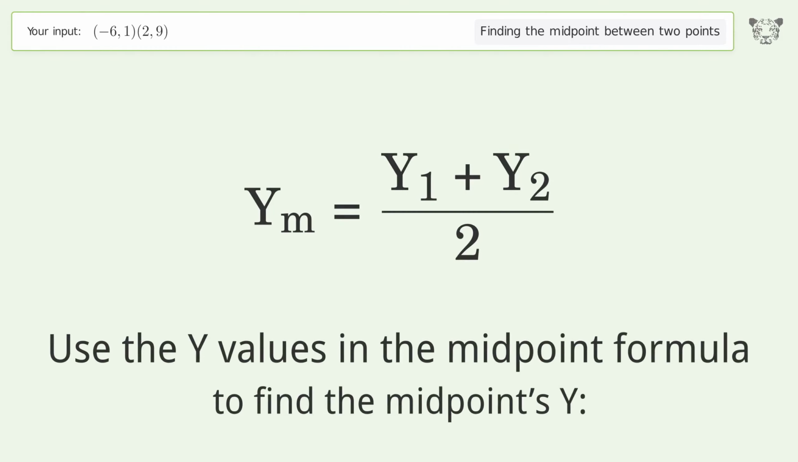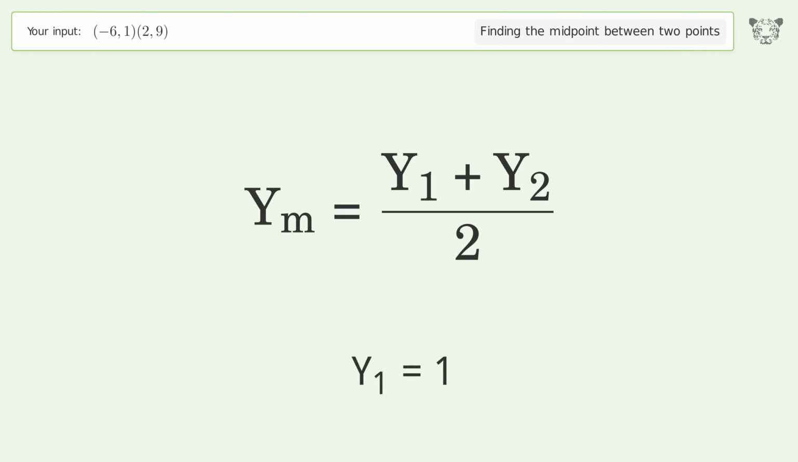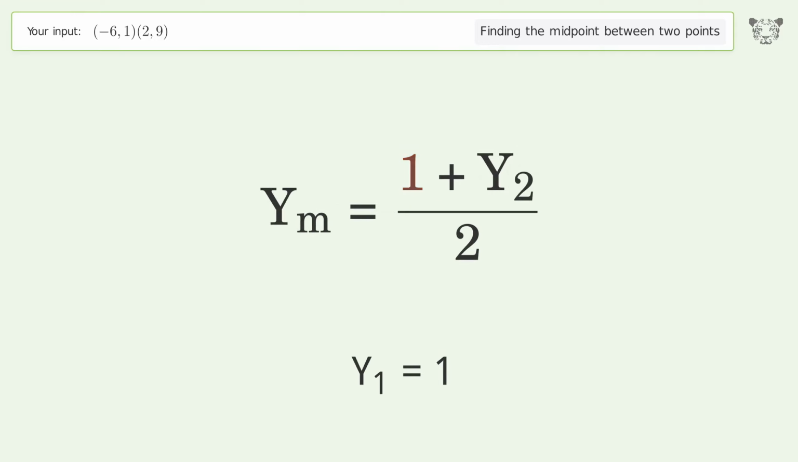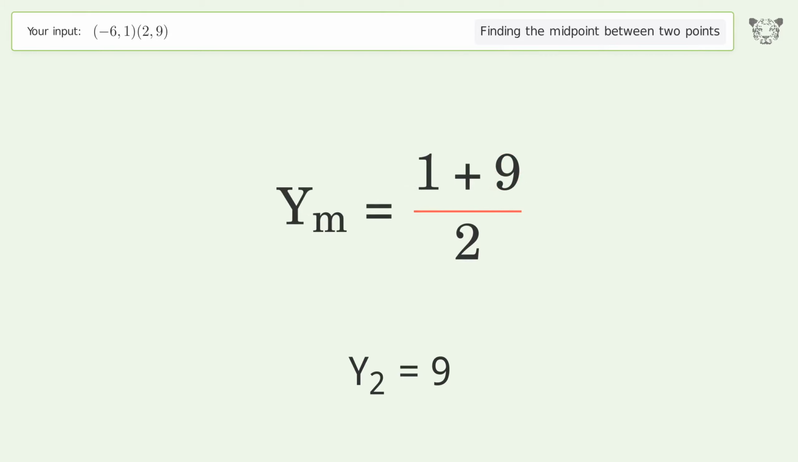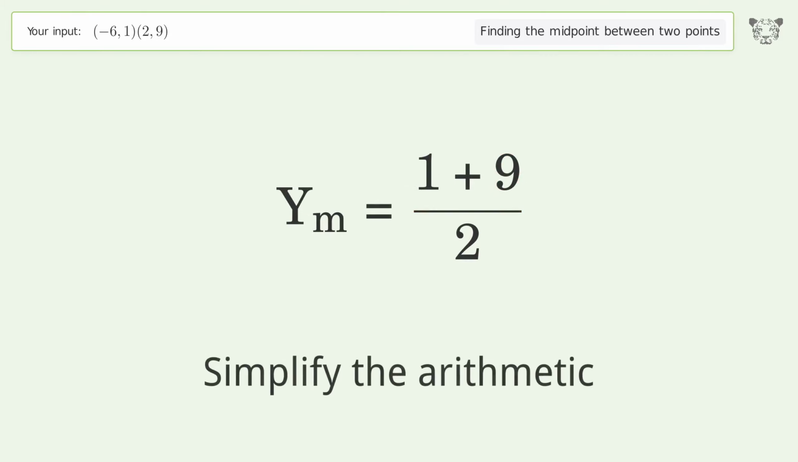Use the y values in the midpoint formula to find the midpoint's y. y1 equals 1. y2 equals 9. Simplify the arithmetic.